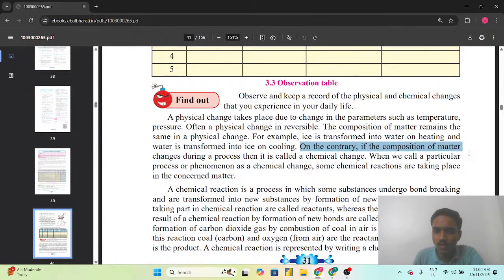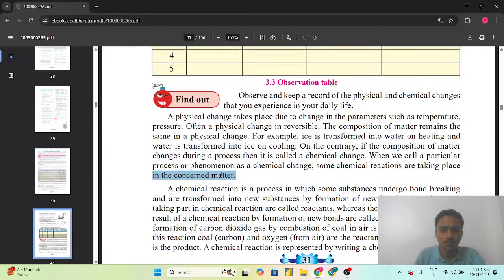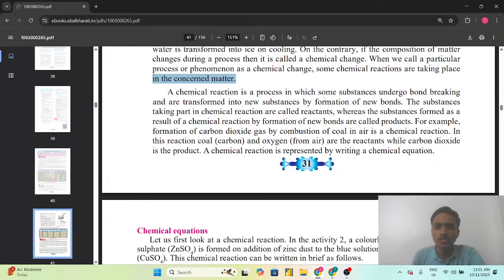On the contrary, if the composition of the matter changes during a process, then it is called a chemical change. When we call a particular process or phenomenon a chemical change, some chemical reactions are taking place in the concerned matter. A chemical reaction is a process in which some substances undergo bond breaking and are transformed into new substances by formation of new bonds.